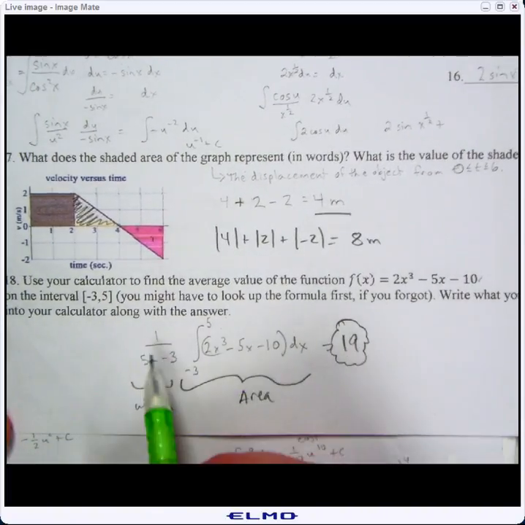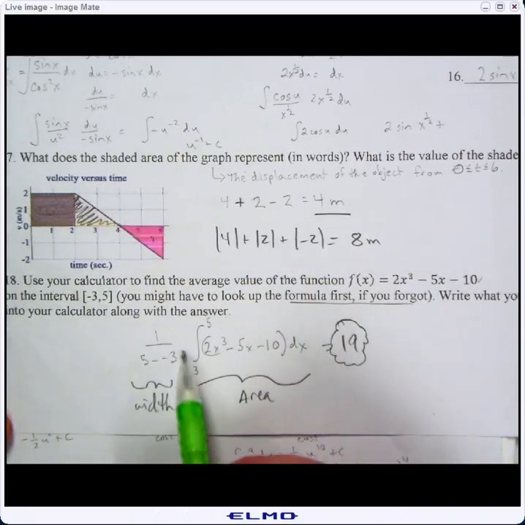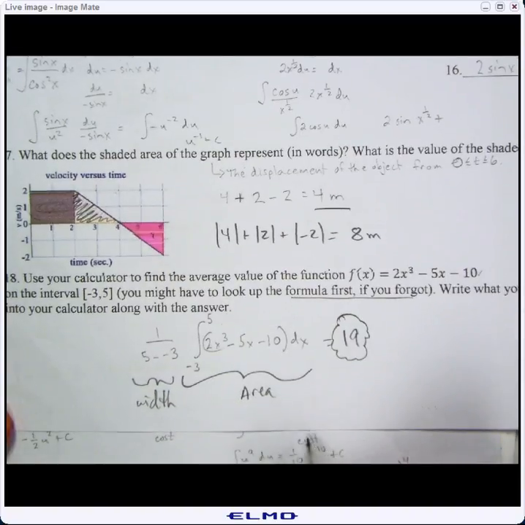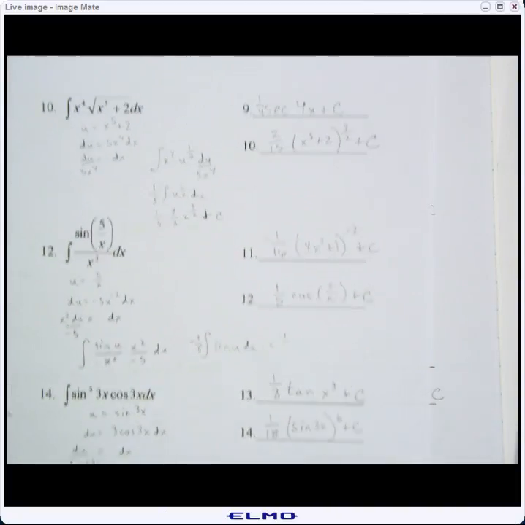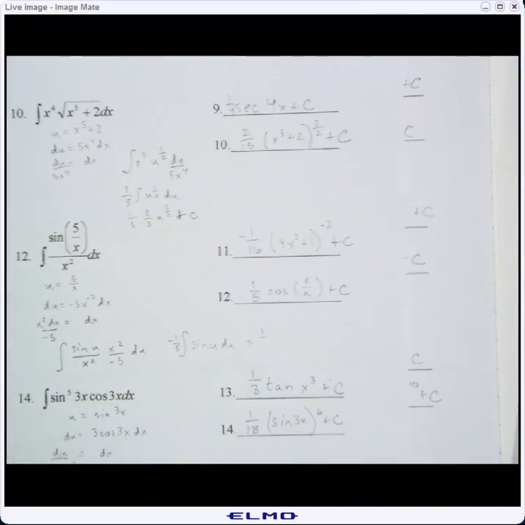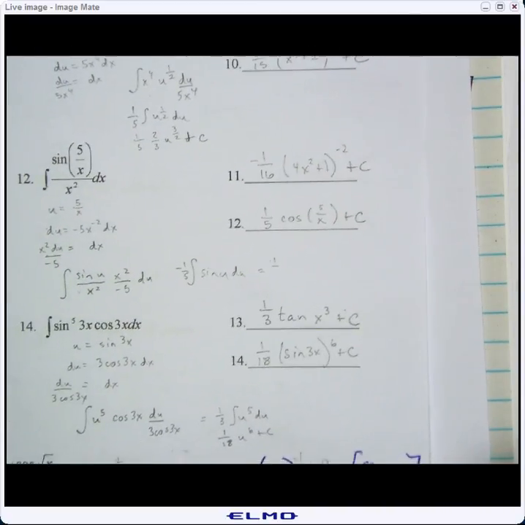Average value of a function. Hopefully you didn't have to look this up. 1 over b minus a, integral from a to b. This was just a little review question, number 19. I'm going to show you the answers here on this, so you can check them and see if you have any questions.